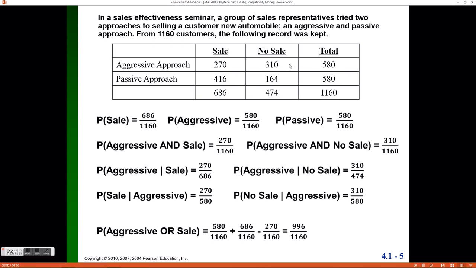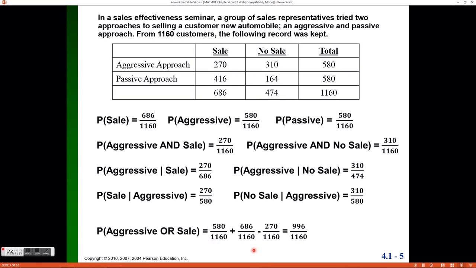Now if I add up the 580 customers who had the aggressive approach used on them and the 686 who bought a car, what actually happens is I end up double counting the customers who had both the aggressive approach used on them and bought a car. This is the probability of A and B that I need to subtract. The probability of A and B is 270 over 1160. That's the probability that the aggressive approach was used on someone and they bought a car. I subtract off that 270 customers to yield me a result of 996 over 1160.